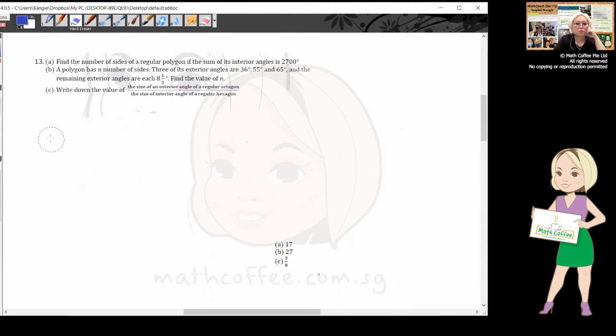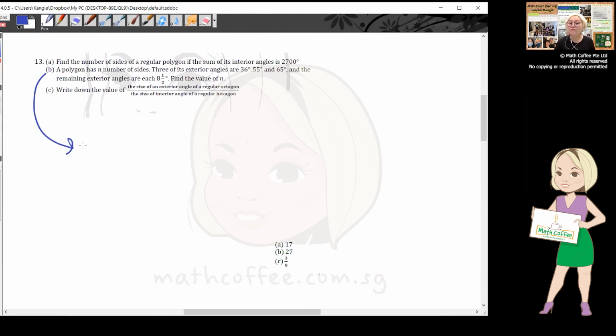Okay, I'm not going to do part A, but I'm going to do part B. This one. A polygon has n number of sides. Three of its exterior angles are 36, 55, and 65. Then they said the remaining exterior angles are each 8.5 degrees. Find the value of n.